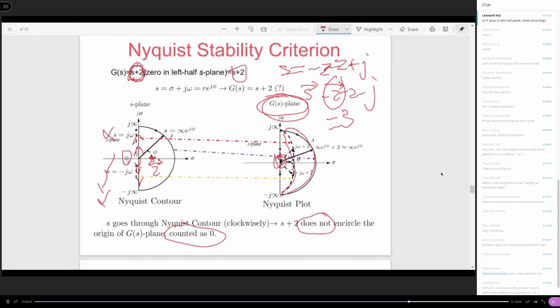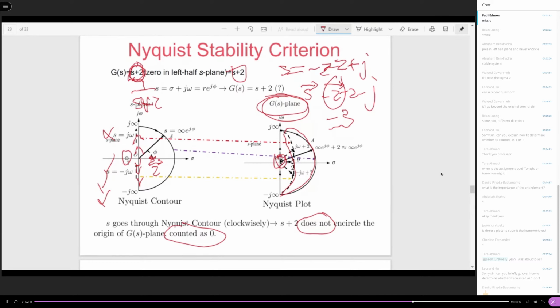Now, before I move to the next page, can you predict what happens to this? You're probably going to know that the next one I want to talk about is the left half plane poles. Can you predict what happened? Never encircle. Yes, that's right. Yep, that is true. That is always true.